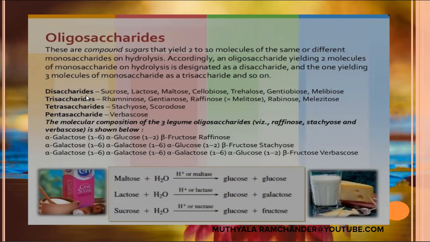Disaccharides contain 2 monosaccharides: sucrose, lactose, maltose. Trisaccharides contain 3 monosaccharides: raffinose. Tetrasaccharides, such as stachyose, contain 4 monosaccharides. Pentasaccharides, such as verbascose, have 5 monosaccharides present. Up to 10 monosaccharides are present in the formation of oligosaccharides.